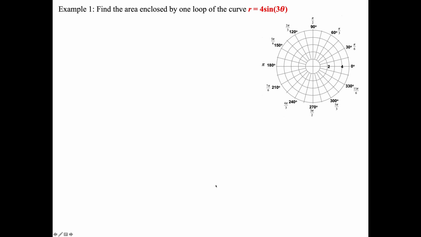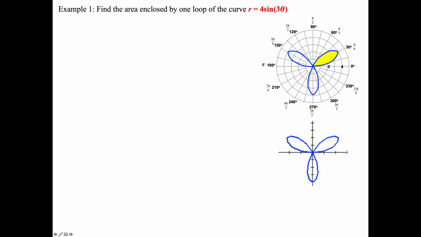All right, example time. Find the area enclosed by one loop of the curve r equals 4 sine 3 theta. All right, so here's my curve. Went to my calculator, drew it out, so put it on my polar graph. We're looking for finding the area of just one petal.